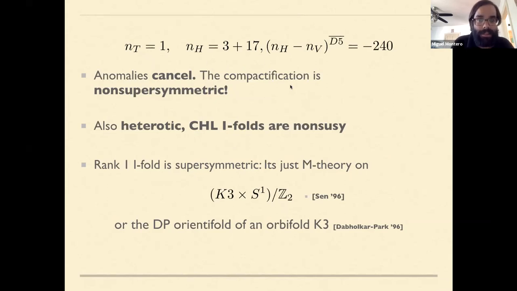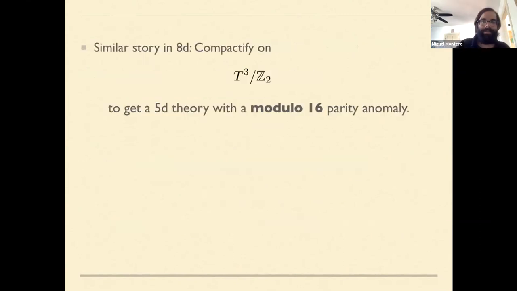The anomalies still cancel, as they should. It also tells you there's no reason why it should not be supersymmetric. So in fact, for the rank one theories, the Eiffel turns out to be supersymmetric, okay? So it really varies. We have both possibilities, supersymmetric or non-supersymmetric Eiffels realized. And I think it's very interesting that you use consistency conditions of a non-supersymmetric compactification to put a constraint on the rank of a supersymmetric theory, okay?